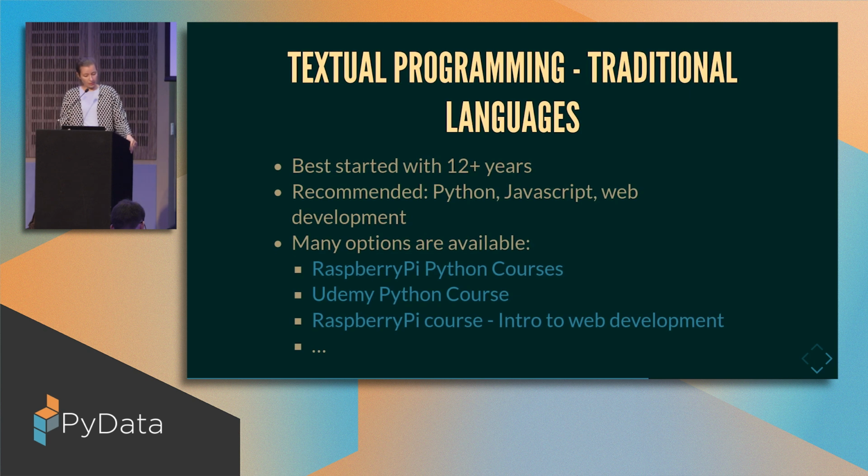And then if you're looking for more traditional programming languages for your child to progress onto, you can best do that with 12 years of age and beyond. Recommended are languages like Python that are easy to get started with, or those that the World Wide Web is built on, like HTML, CSS, and JavaScript. And there are lots of courses online that you can find that introduce these languages to children.